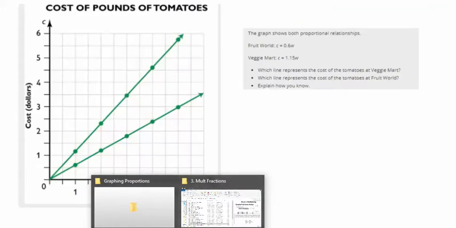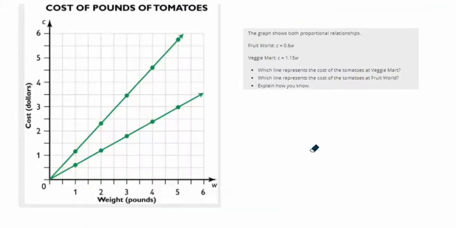All right, next one. I want you to look at this one. We're looking at the weight of tomatoes versus the cost. These are 2 different lines, and I want you to see if you can figure out which line represents Fruit World and which one represents Veggie Mart. I'm going to pause the video, you pause the video, and see if you can figure it out.